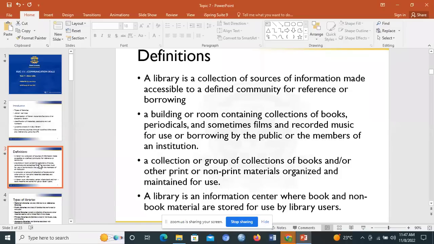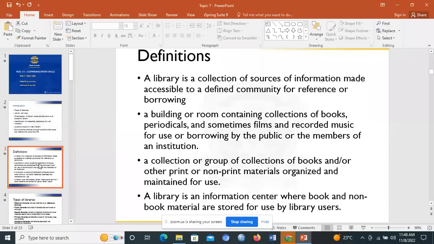It's a place where you get all manner of information captured in the form of books and non-book materials, that is journals. It could be in the form of CDs, films, and all that kind of thing. The books could be in the form of hard copy textbooks or e-books. These are all found in a library.